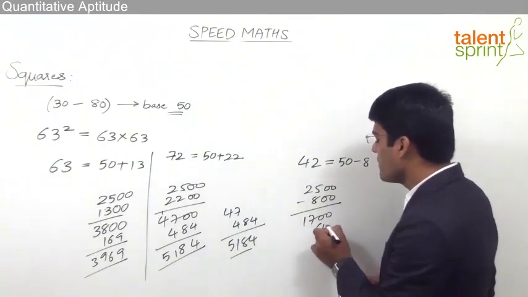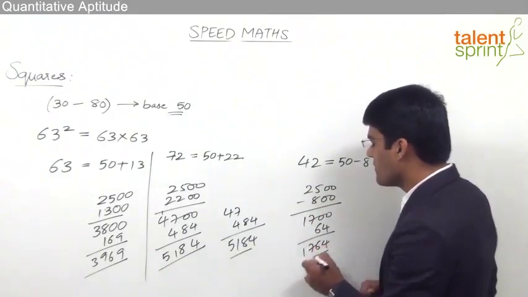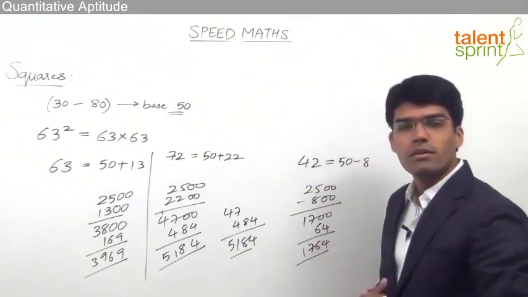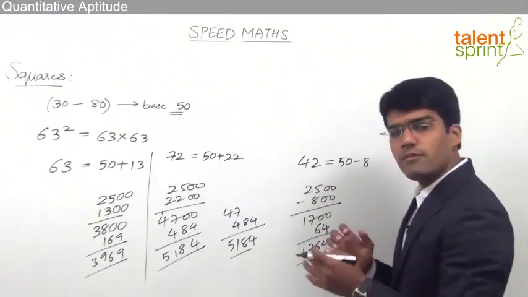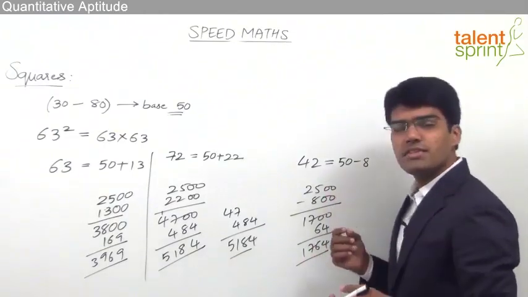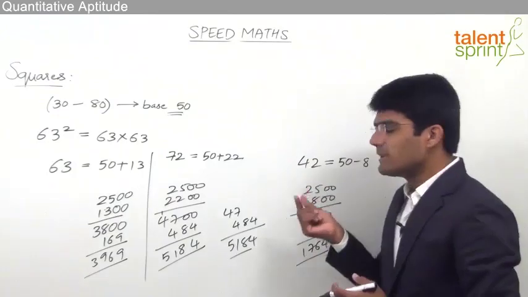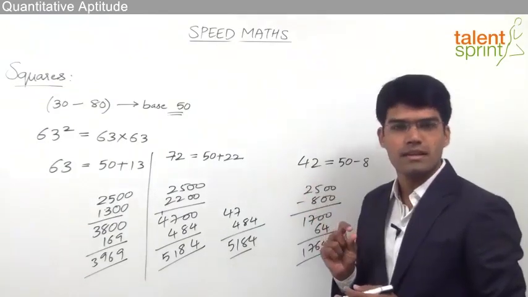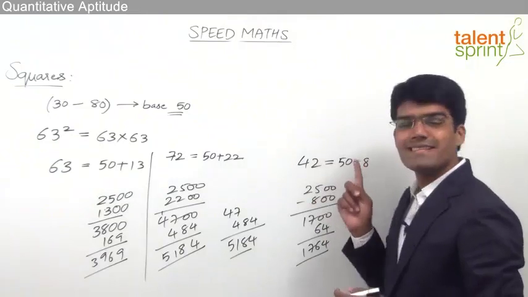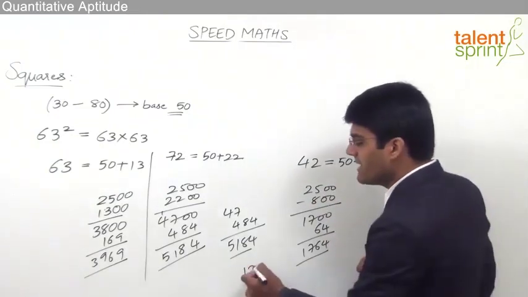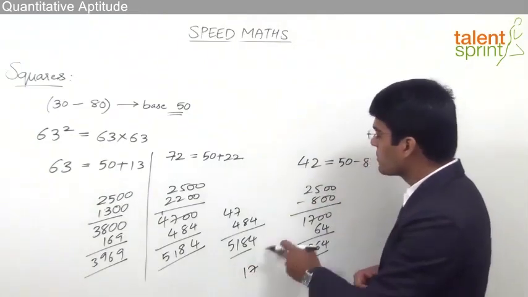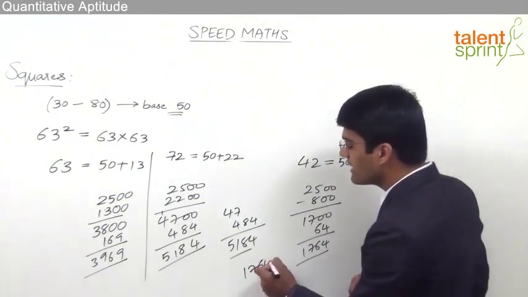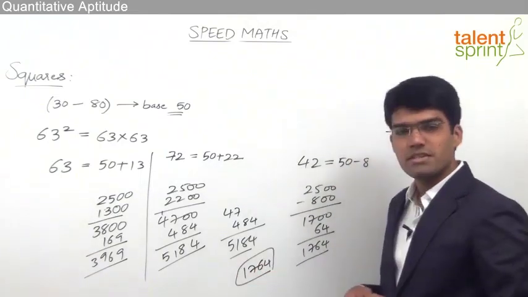So when we add 64, we get the answer as 1764. That means 42 square will be equal to 1764. And again, if you really observe, you need not write these zeros and waste your time. We know that the base is 50, so always the first part here is 25. 25 minus 8 is 17. So we can write 17 and attach 64 to that. Why? Because 8 square is 64. So directly the square of this number is 1764.